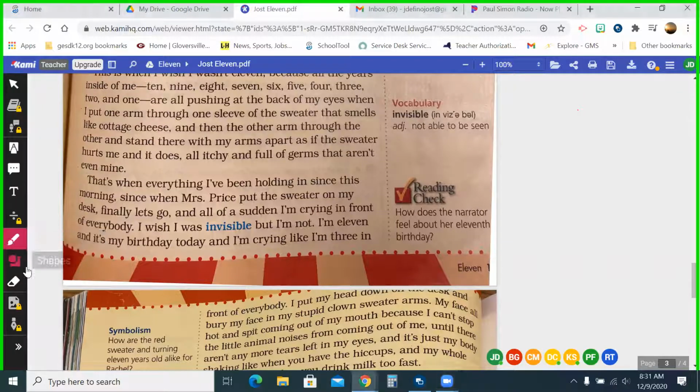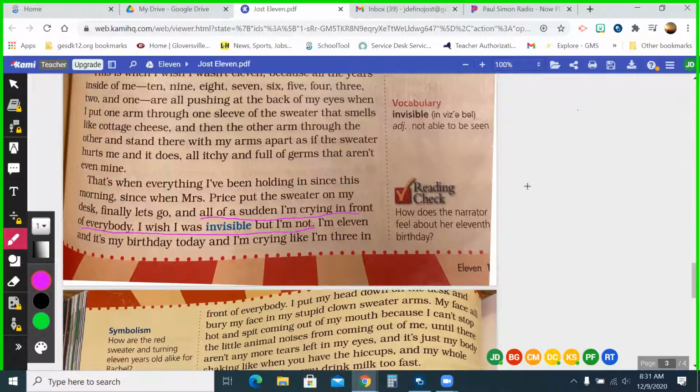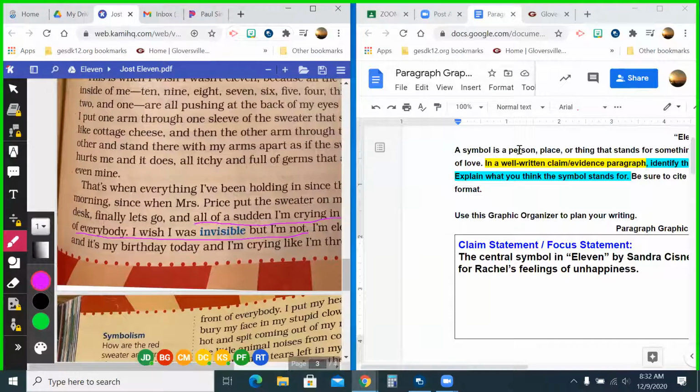Let me see if I could figure this out. Watch this. I don't know what I'm doing, but we're going to try anyway. All right, so you started here. All of a sudden, I'm crying in front of everybody. And I wish I was invisible, but I'm not. I'm going to stop right there, underlining. Would everybody agree? Is there anybody that disagrees that we can use that as proof? Are we good? Okay. I think we're good. All right. This is good stuff, let me just tell you.